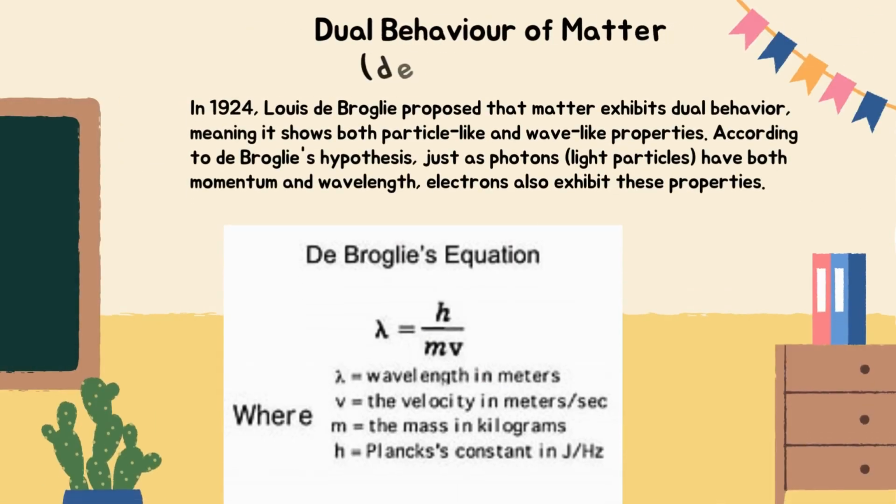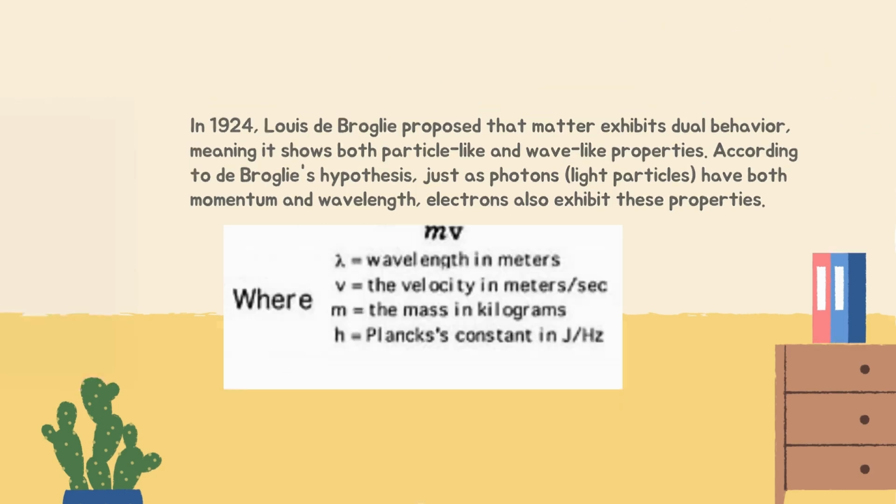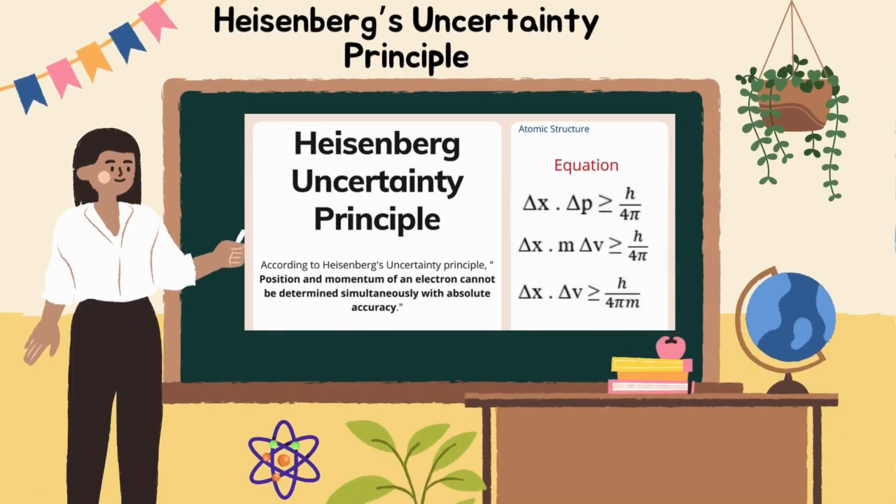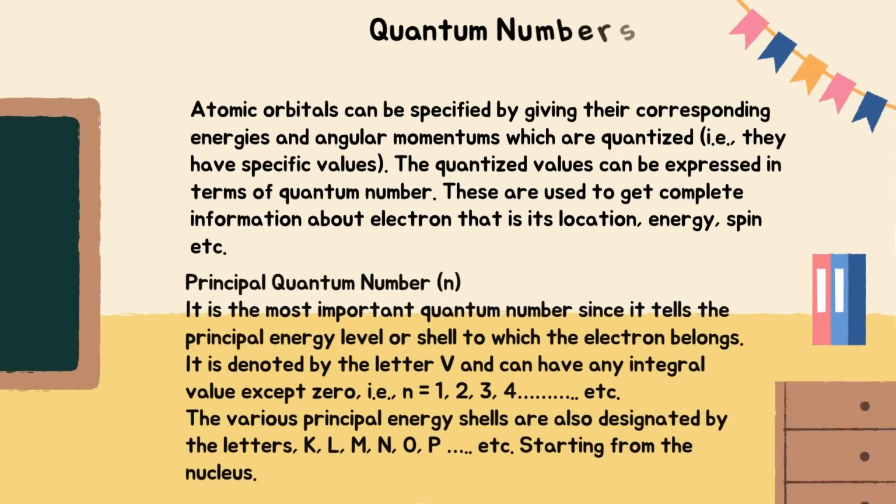Dual behavior of matter, de Broglie equation. In 1924, Louis de Broglie proposed that matter exhibits dual behavior, meaning it shows both particle-like and wave-like properties. According to de Broglie's hypothesis, just as photons, light particles, have both momentum and wavelength, electrons also exhibit these properties. Heisenberg's uncertainty principle, see the image.